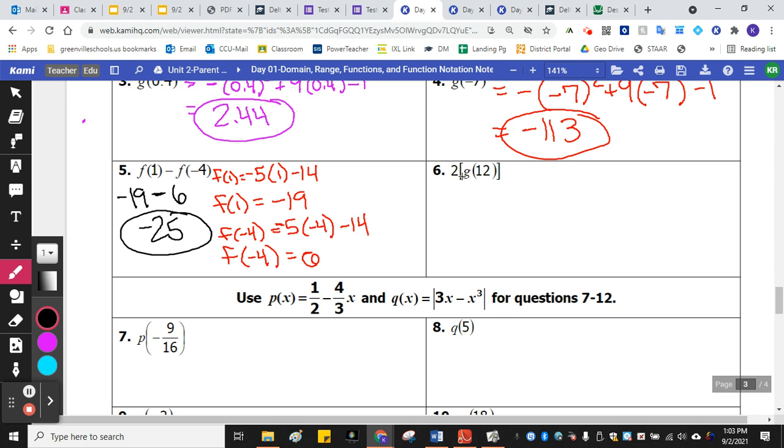We're going to the G function and plugging in 12, getting an answer, and then going to multiply that by 2. So we're going to go to the G function and plug in 12. We're going to get an answer.